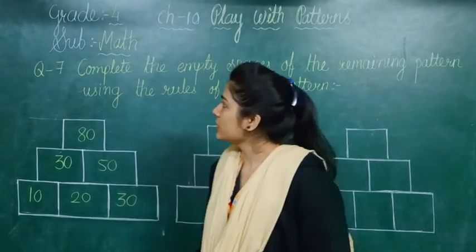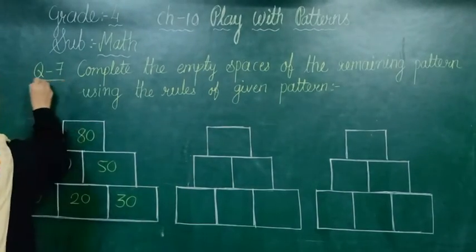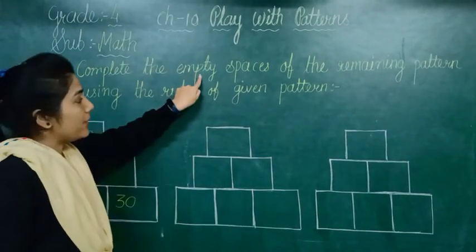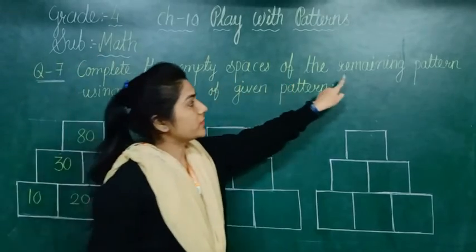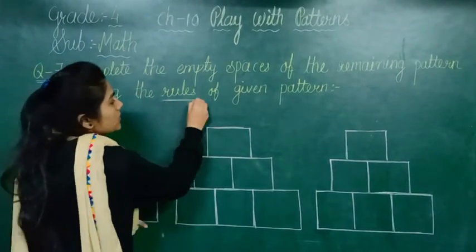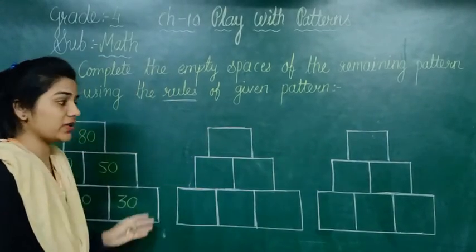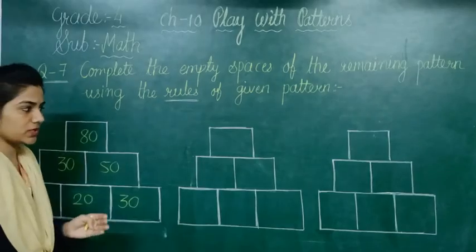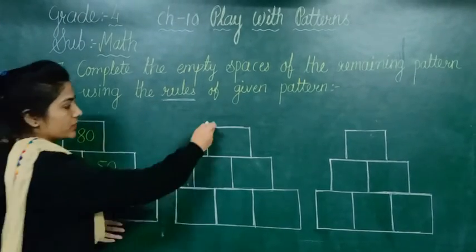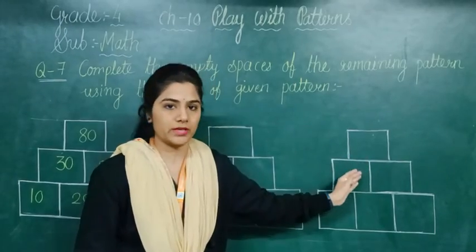Let's start the next question, which is question number 7. Question number 7 is: complete the empty spaces of the remaining pattern using the rules of the given pattern. That means we have a total of 3 boxes. This is first, this is second, and this is third. It means we have 3 different patterns.